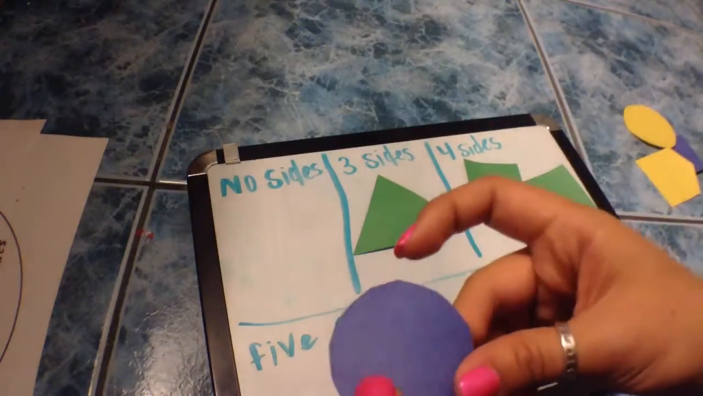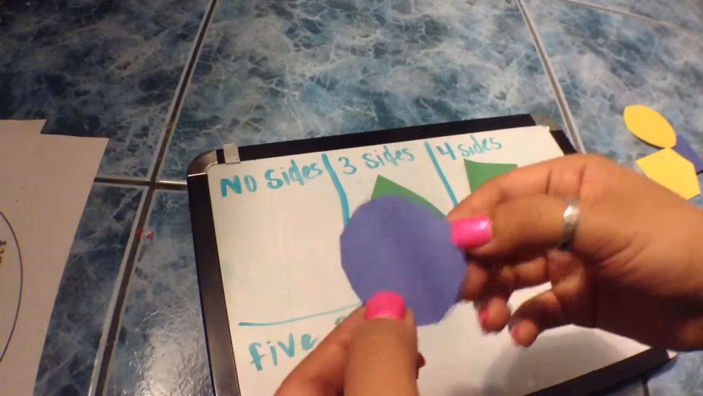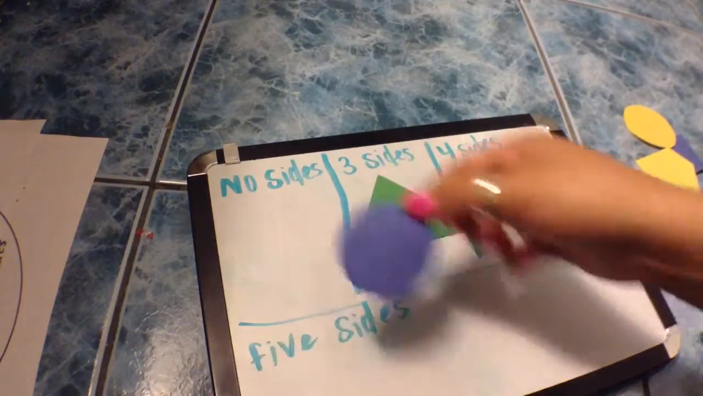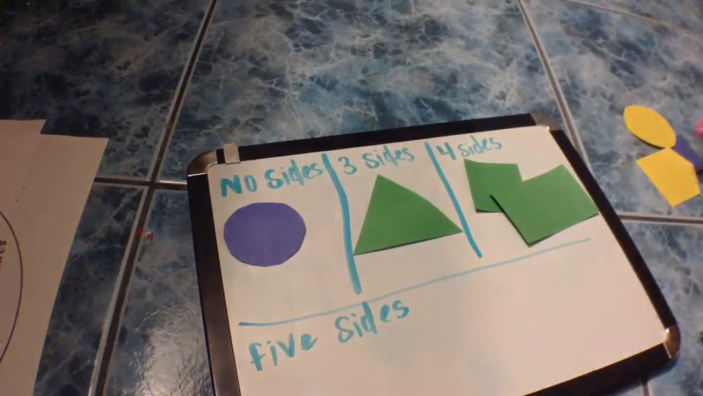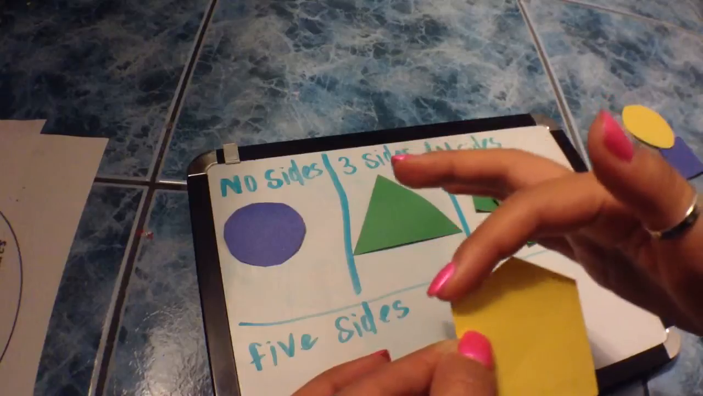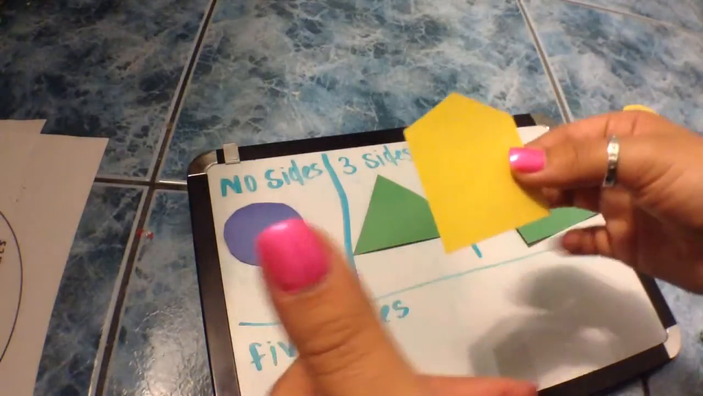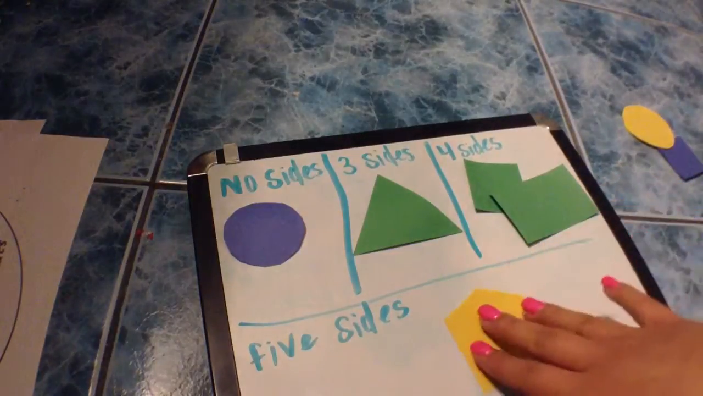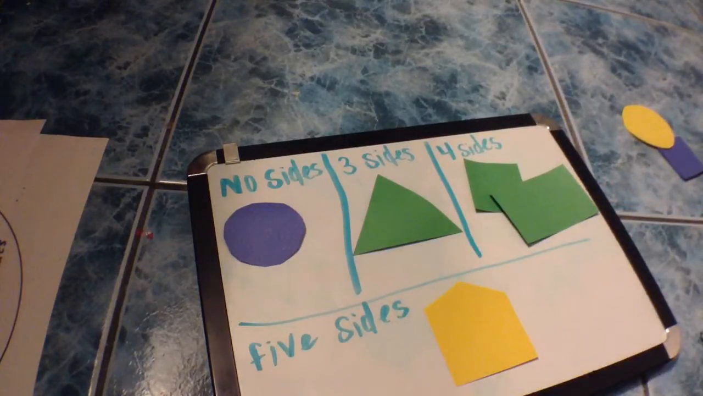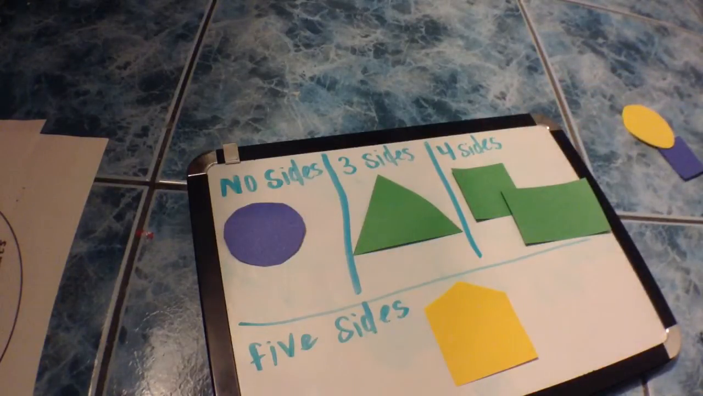Now the circle, you would have to let them know that it is round and it has no sides, so it would go in the no sides category. As for the pentagon, they would have to count that themselves, 1, 2, 3, 4, and 5, and that would go in the 5 sides category. That's just introducing them to an attribute of sides and how shapes can be equal.